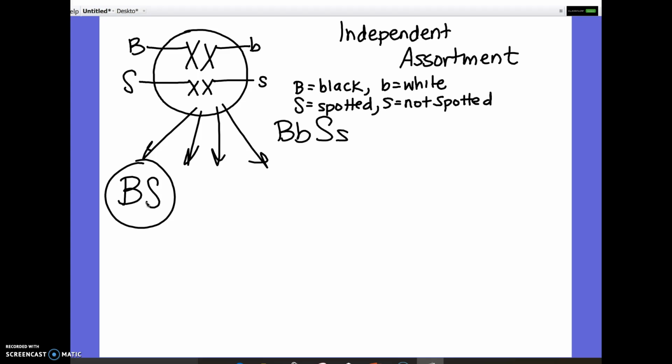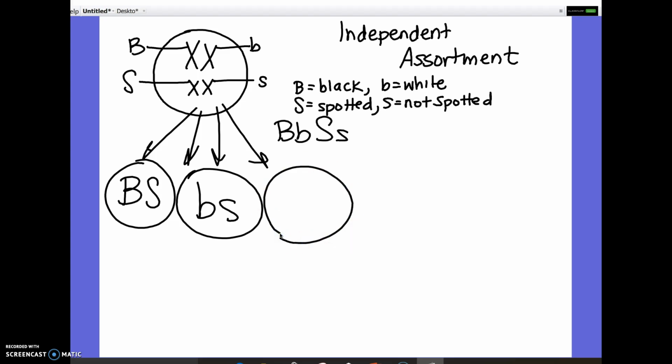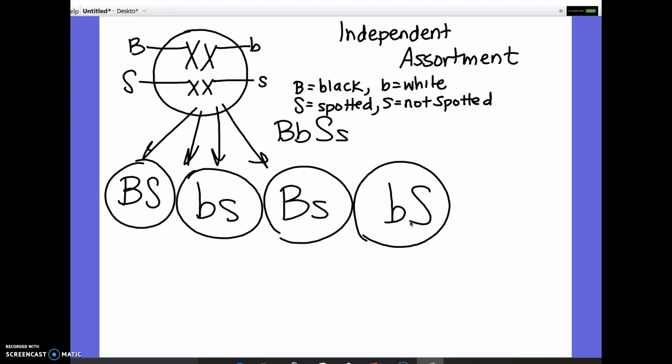Now, depending on what egg it fertilizes, that's how you'll get what the offspring will look like. What's another possible combination besides big B and big S? Little b and little s. It could give this B with the little s, and so this sperm would be carrying white and non-spotted. There's still 2 more possibilities. What else? Good. Big B with little s, and what's the last one? Little b, big S. So from this one parent, there's actually 4 possibilities of what they might give to an offspring.